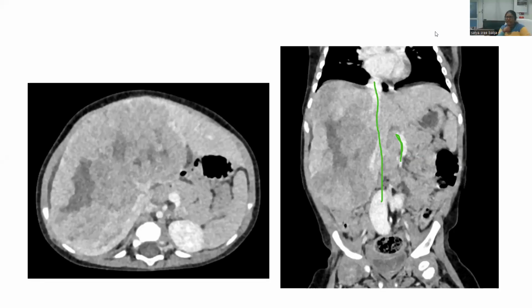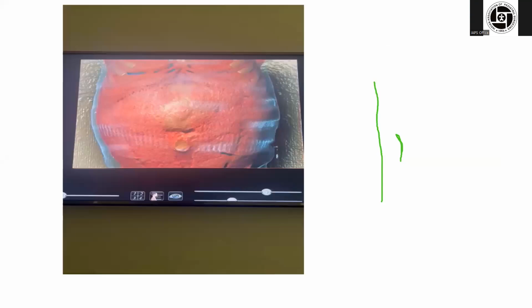You said you had a reconstructed image, Soumya? I do, ma'am. I'm just trying to change the slide here. Any problem changing this slide? No, sir. It's okay now.